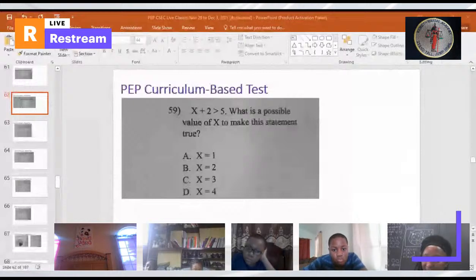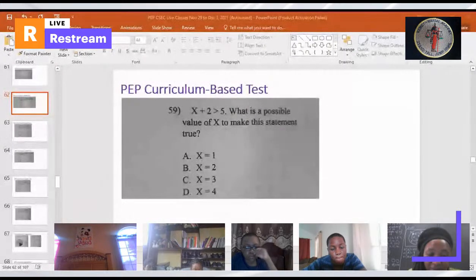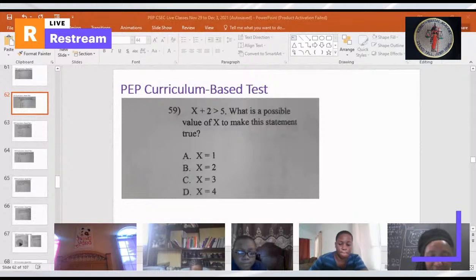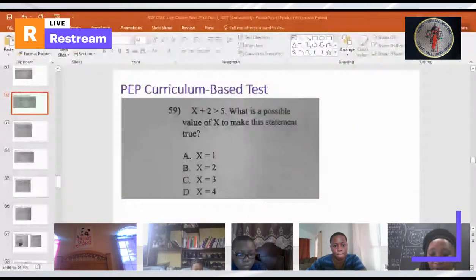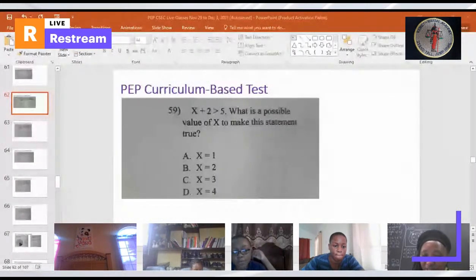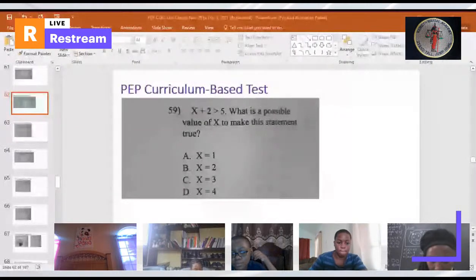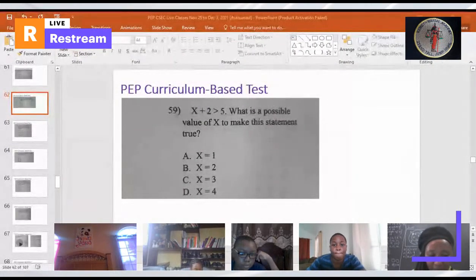Michaela is saying D for 59, you could put 4. Alyssa is saying C for 59. John Day is saying D, but I'm not sure which number. You have to put the number. You have to put which name. Are you answering for 59? Okay, so let us see. Jerry is saying C for 59.